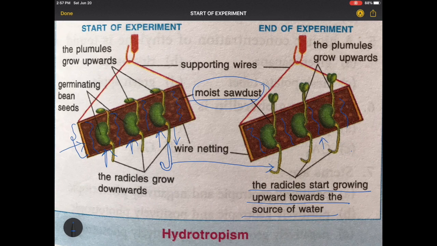So they grow against the force of gravity, but you will see in the meantime the shoots are growing in the upward direction. They are not moving towards the source of water. So this experiment shows that the roots grow towards water and shoots do not. That means roots are positively hydrotropic and shoots are negatively hydrotropic. So for the roots, water is a more effective stimulus than gravity.